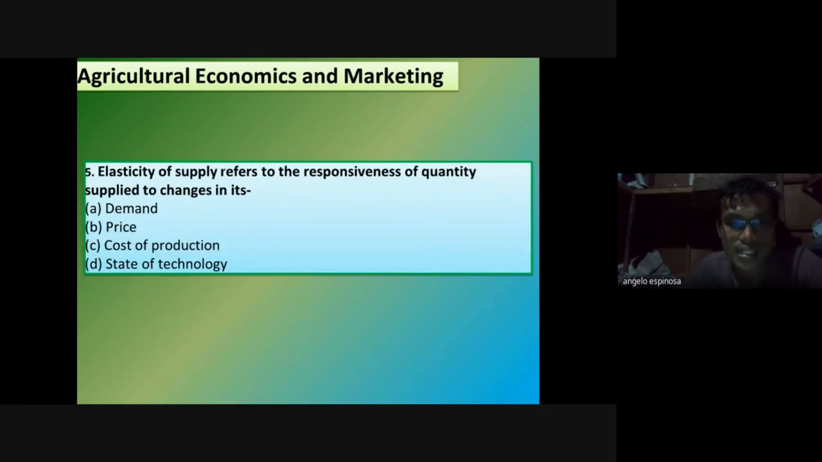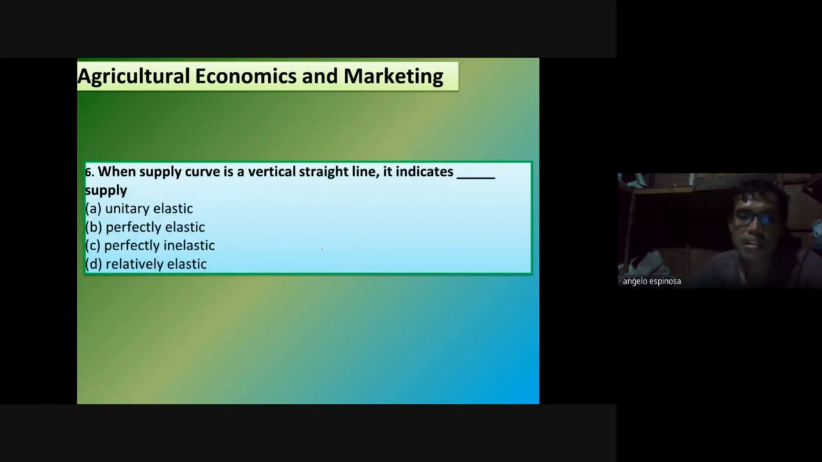Number 5. Elasticity of supply refers to the responsiveness of quantity supplied to changes in its... The correct answer here is letter A. Responsiveness to change in its demand. There is a change in the demand in the elasticity of supply. Why is demand the answer? Right? When demand increases, supply also increases.